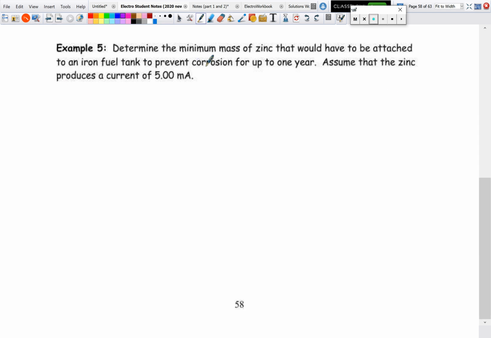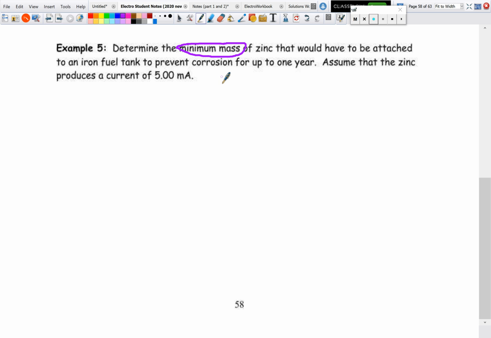This one reads, determine the minimum mass of zinc that would have to be attached to an iron fuel tank to prevent corrosion for up to 1 year, assuming that zinc produces a current of 5 milliamps. So of course, this is the minimum mass, right? So obviously zinc is going to be the wanted. And this is going to get into the next equation about cathodic protection and stuff like that.